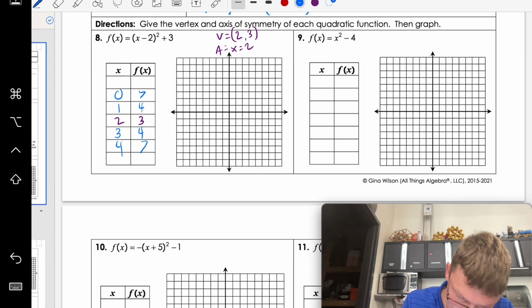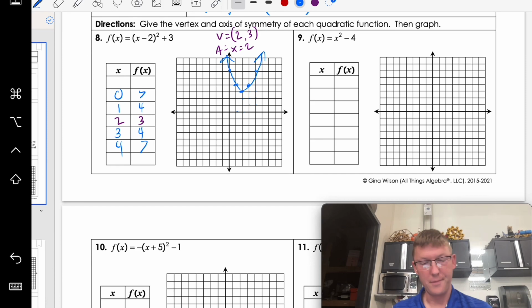And then from there, let's just graph. So my vertex is at 2, 3. 1, 2, 1, 2, 3. And then 3, 4. 1, 2, 3, 4. And then 4, 7. 1, 2, 3, 4, 5, 6, 7. And there you go.